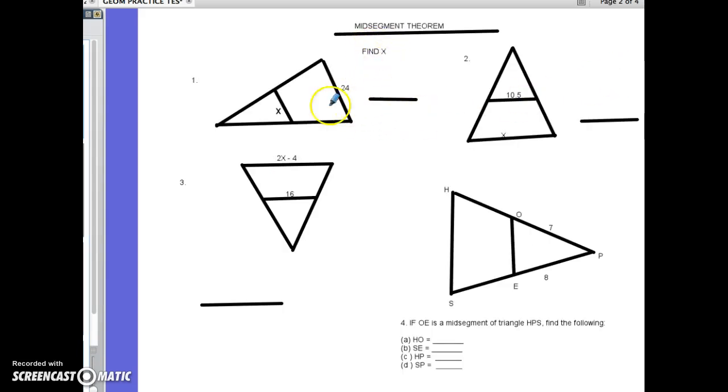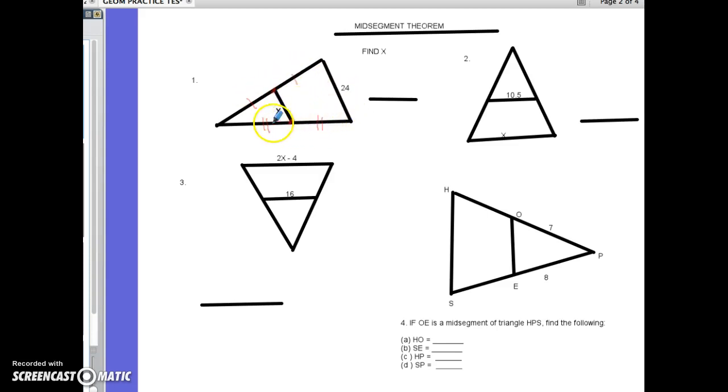The mid segment. And the mid segment is shown right here. Whenever you hear mid segment, it means that this point is a midpoint. That means this is the same as this. And the other endpoint is a midpoint of this segment, so this will be the same as this. And the theorem says the mid segment of a triangle is always equal to 1/2 of the third side.